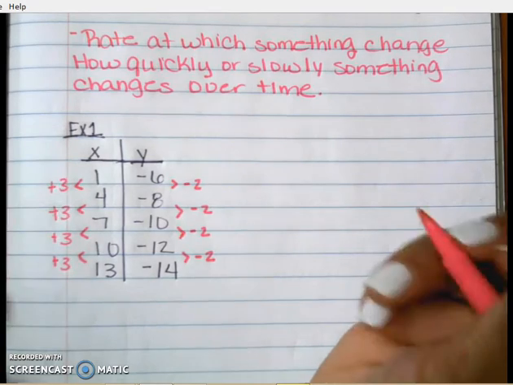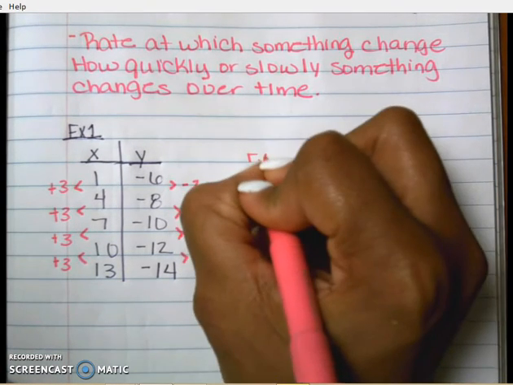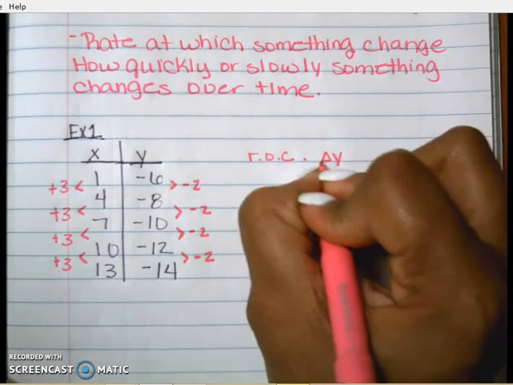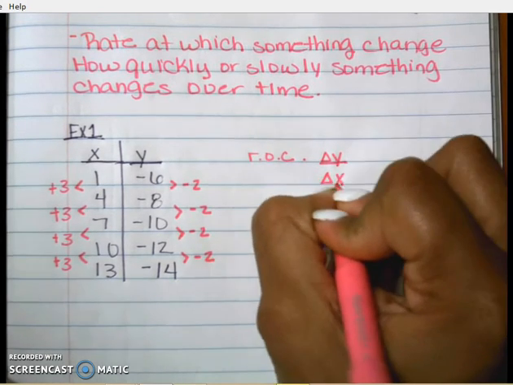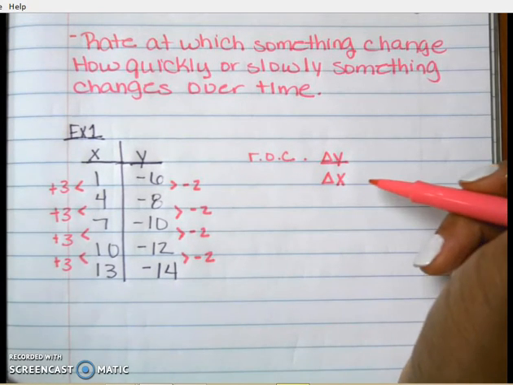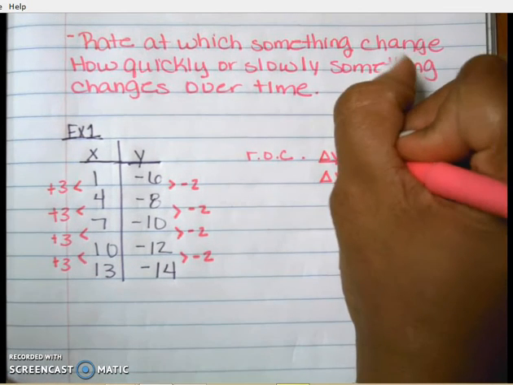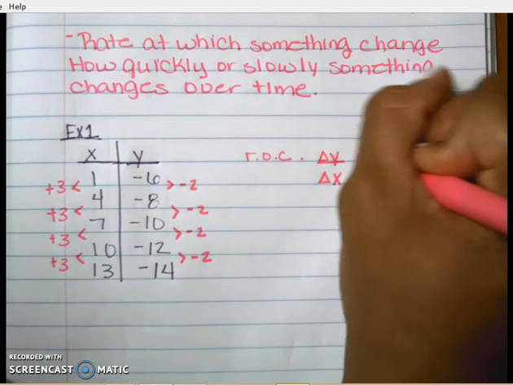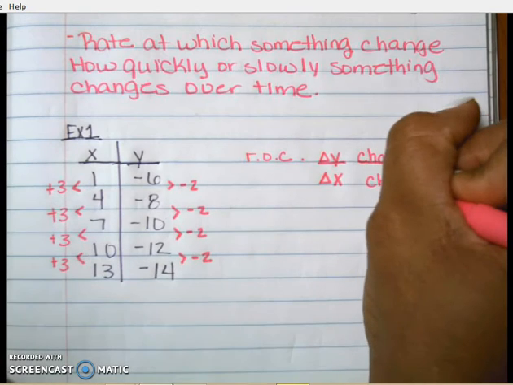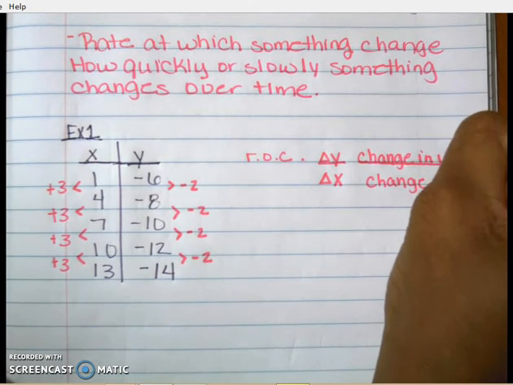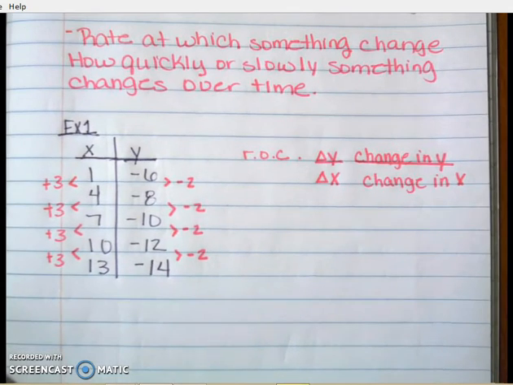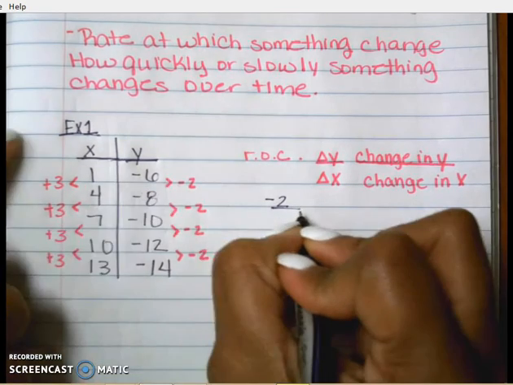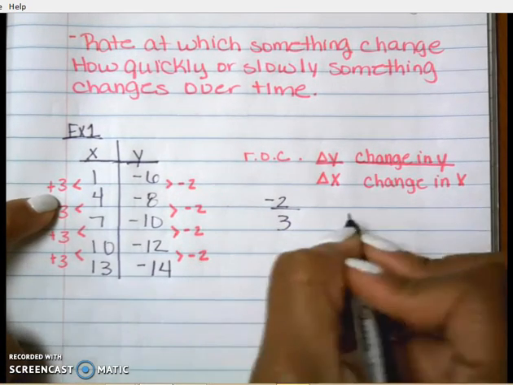In order to find my rate of change, and I will write that as ROC, rate of change, I would find my delta Y over delta X. The triangle is a symbol for delta. It means change, so this will be your change in Y over your change in X. In this case, my change in Y was -2, and my change in X was +3, and it was the same all the way down.